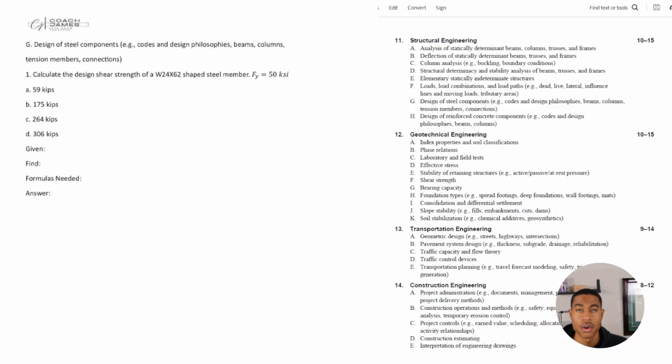All right, so welcome back to the Civil FE exam review. We are currently in the structural engineering section, and we want to dive a little bit deeper into the design of steel components section.